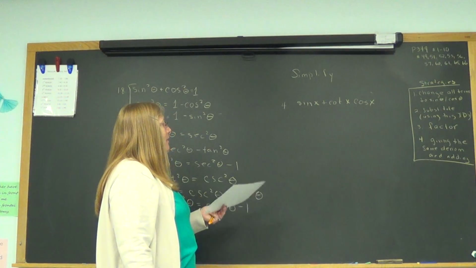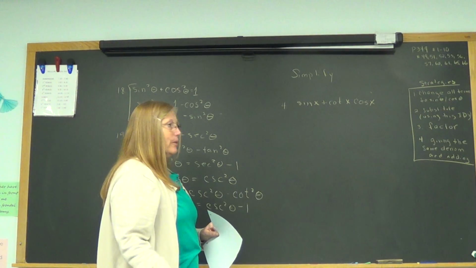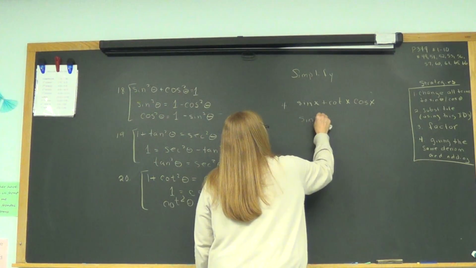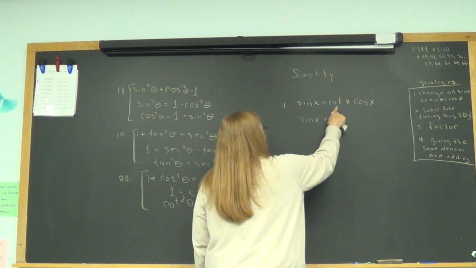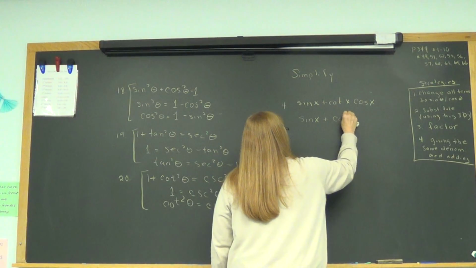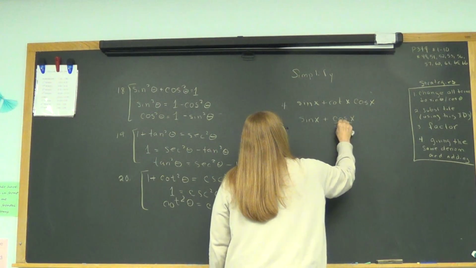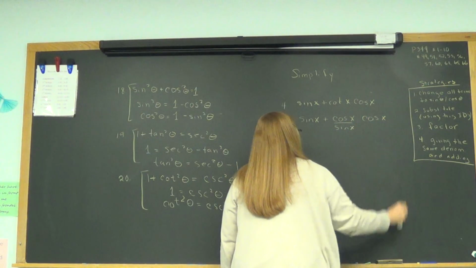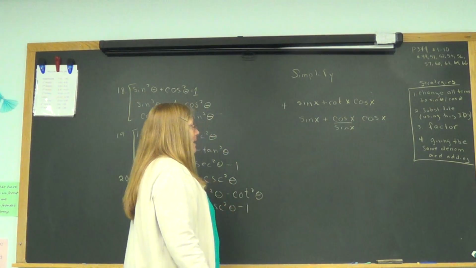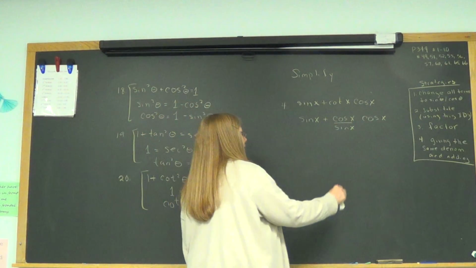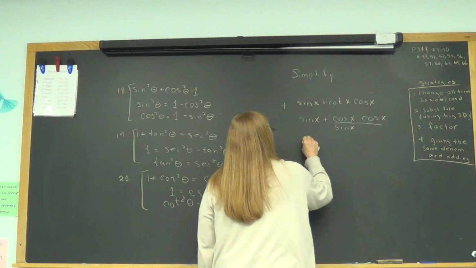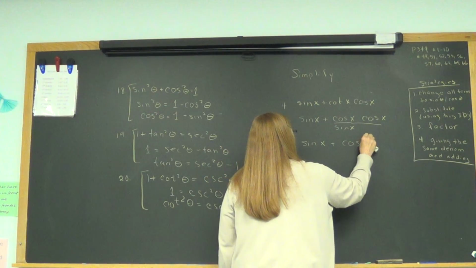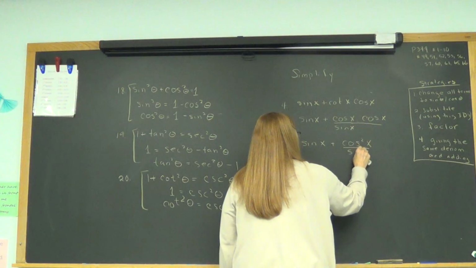So you want to change everything that's not already in sine and cosine into sine and cosine. So sine x is not needing to be changed. Cotangent is cosine over sine. And then cosine is just cosine. However, nothing crossed out that time. So I have a cosine times a cosine, which is a cosine squared.